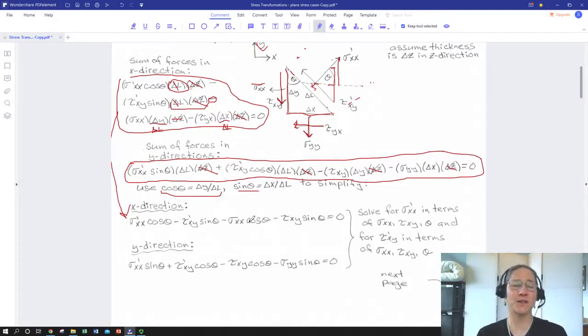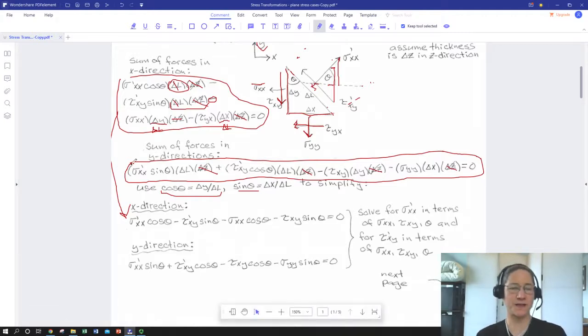What we did is we related them back to that angle of interest, theta. So now we have our normal stress on our tilted plane times cosine theta, minus our shear stress on our tilted plane times sine theta, minus our applied normal stress in the x times cosine theta, minus our applied shear stress on the x face in the y direction times sine theta, equals 0.